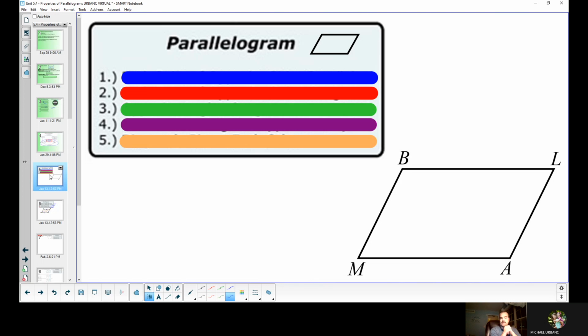We're just going to go through the 5 properties of a parallelogram, and these are the properties you will have to memorize. We will not let you use a study guide for this or a cheat sheet. You need to know these because they are extremely important. So property number 1, and I'll try to color code this diagram for you.